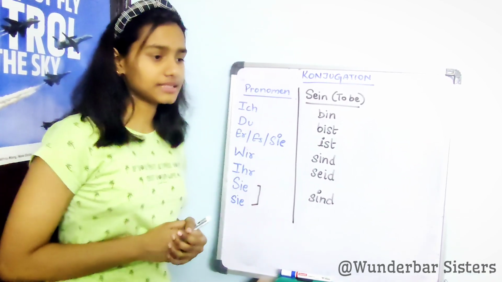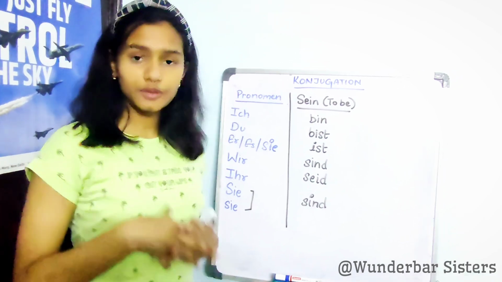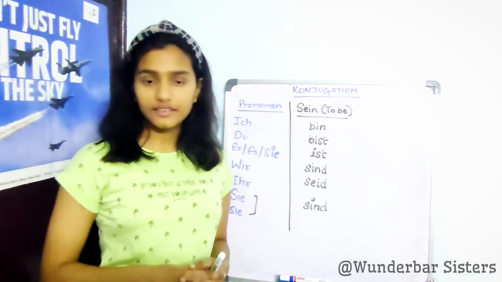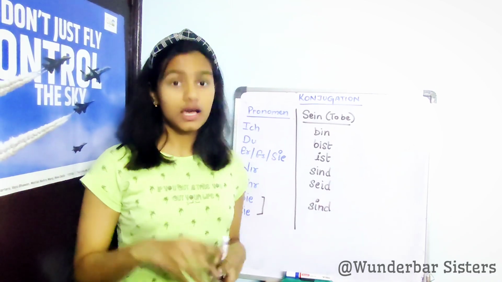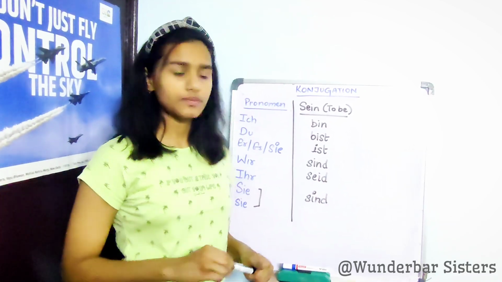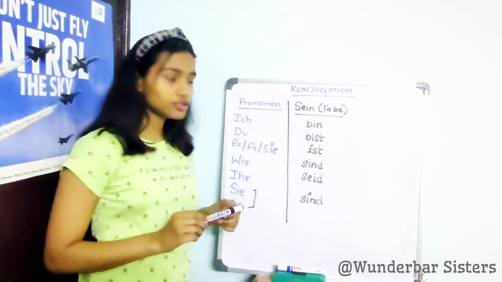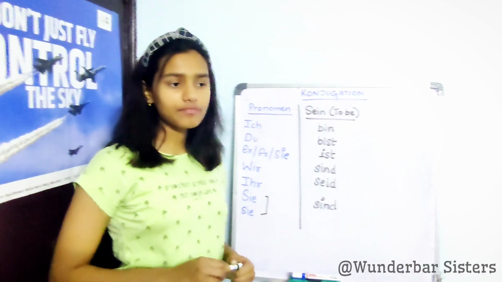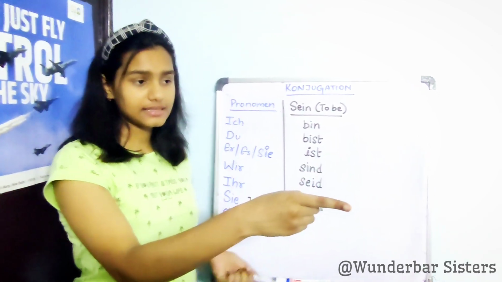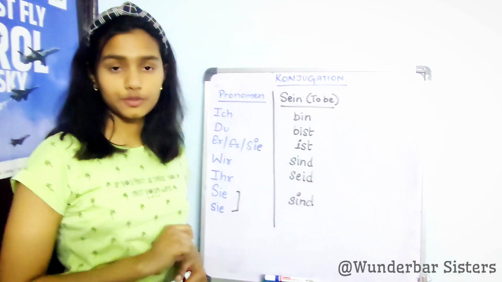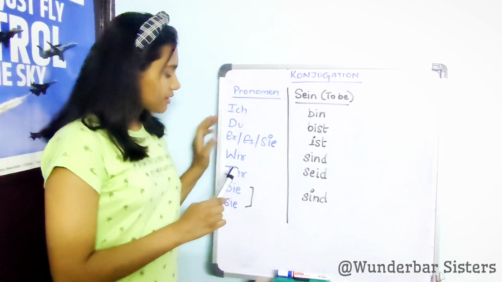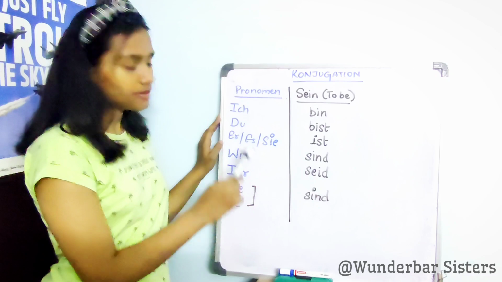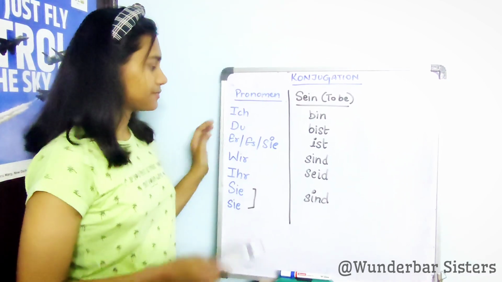Now with du bist, it could be an interrogative sentence like bist du 12 Jahre alt, which means are you 12 years old? With sie also we can form a sentence like sie ist 12 Jahre alt, which means she is 12 years old. So with wir, ihr, and sie also we can make similar sentences.